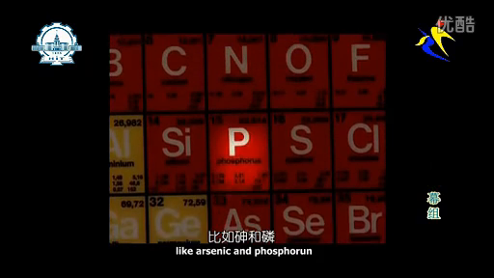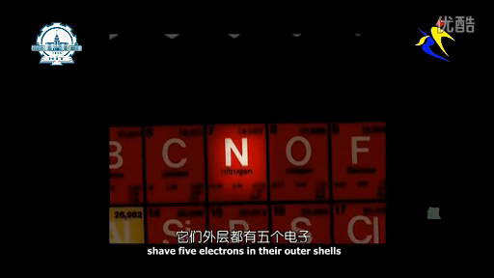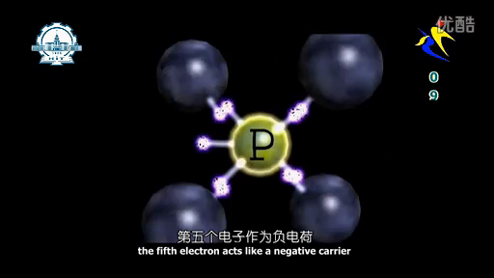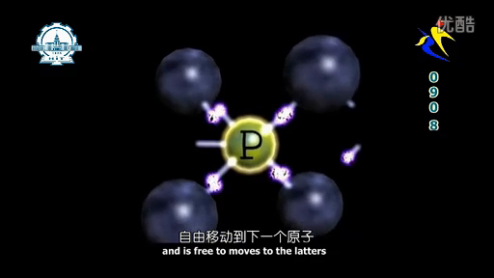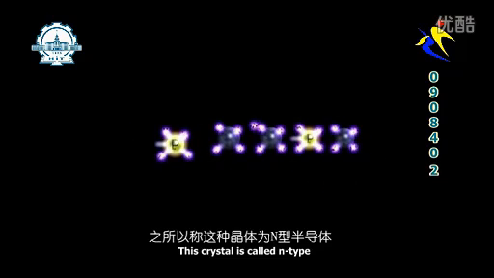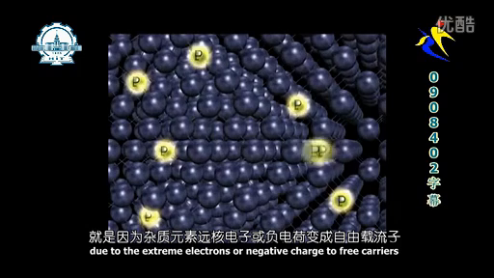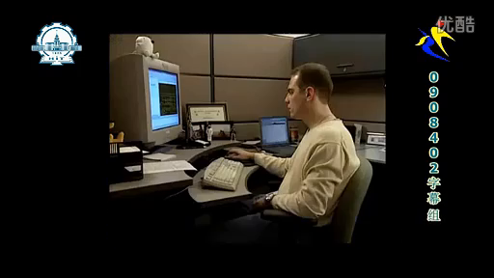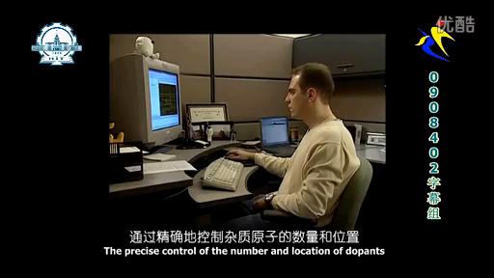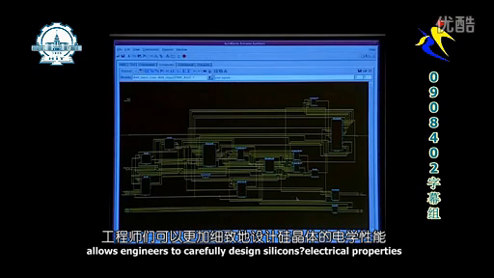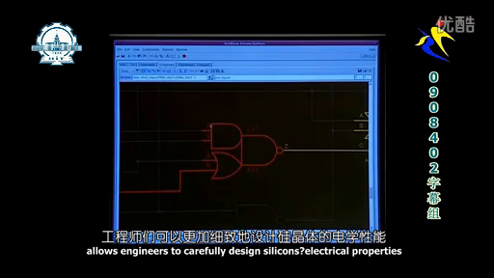N-type materials, like arsenic and phosphorus, have 5 electrons in their outer shells. When they are used as dopants, the 5th electron acts like a negative carrier and is free to move through the lattice. This crystal is called N-type due to the extra electrons, or negatively charged free carriers. The precise control of the number and location of dopants allows engineers to carefully design silicon's electrical properties.